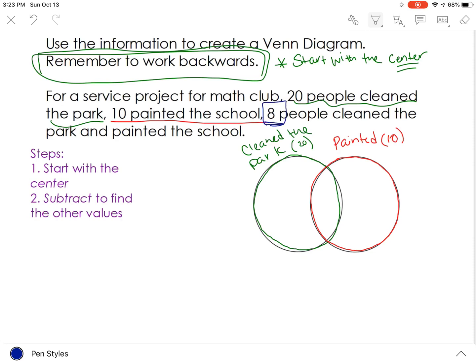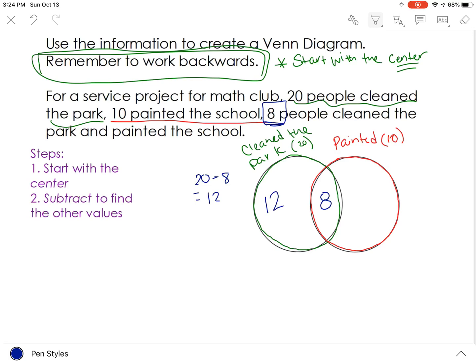Since 8 people did both, we're going to put 8 in the middle, and that's what we mean by start in the center. So we know that there's 8 in the middle, right? We know that this area and this area need to add up to be 20. So we're just going to subtract to find these other numbers. A total of 20 people cleaned the park. We already accounted for 8 of them. So that leaves a total of 12 people who just cleaned the park. So 8 did both, but 12 people just cleaned the park.